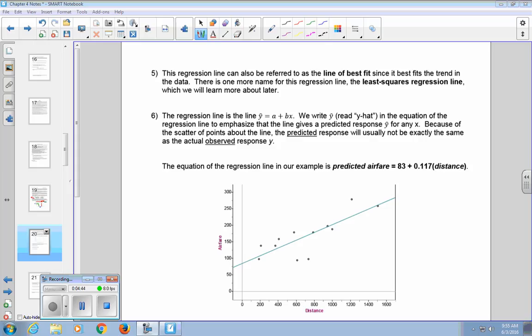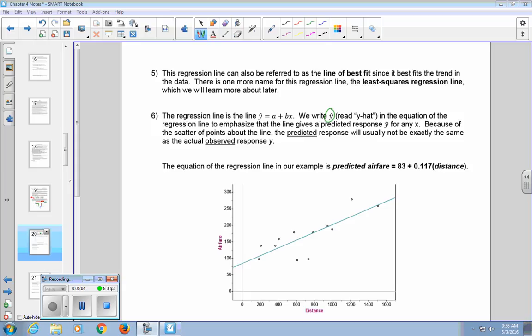Okay, number 6, the regression line is the line y hat equal to a plus bx. And we do read this symbol as y hat. Think of it as a y with a hat on top of it. That's in the equation of the regression line to emphasize that the line gives a predicted response, again, that y hat, for the x that you put in, or for any x that you put in.